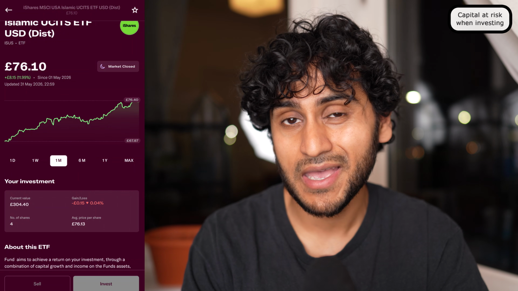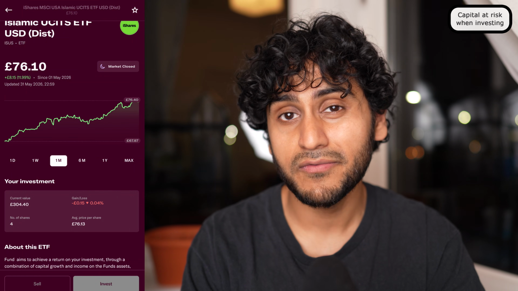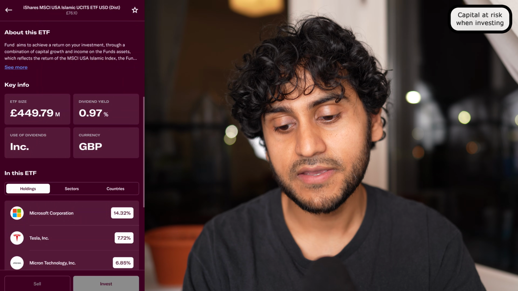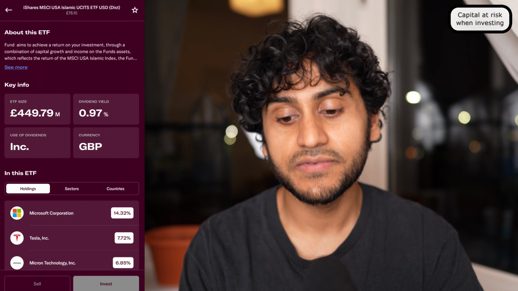It has been doing really well, but remember, when you're investing, your capital is at risk anyway, and the value of your portfolio could go up or down. Important stats about this fund can be found here. For example, the fund size, the dividend yield, and a few other things such as the currency.